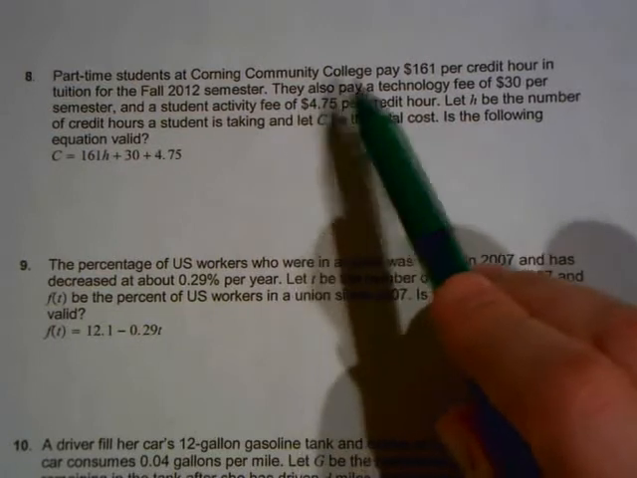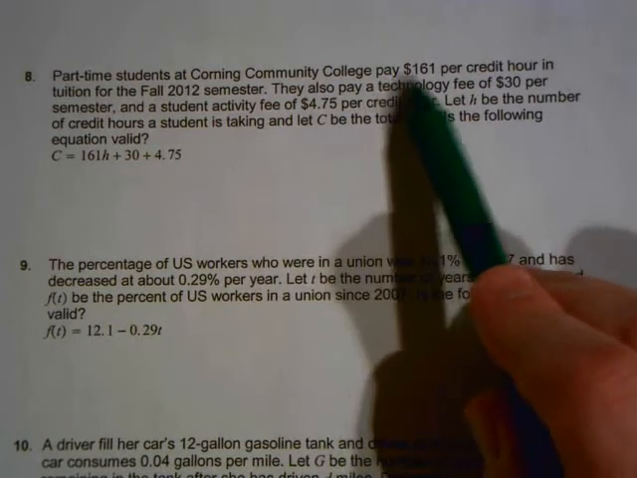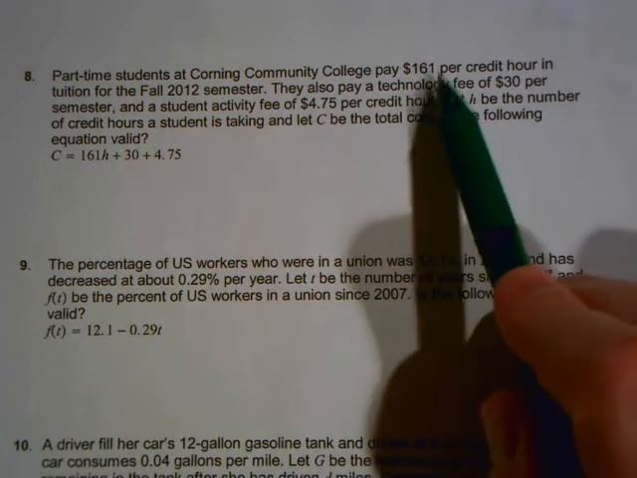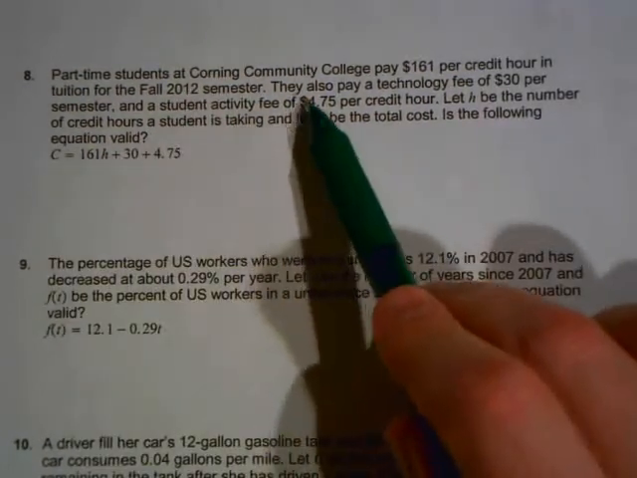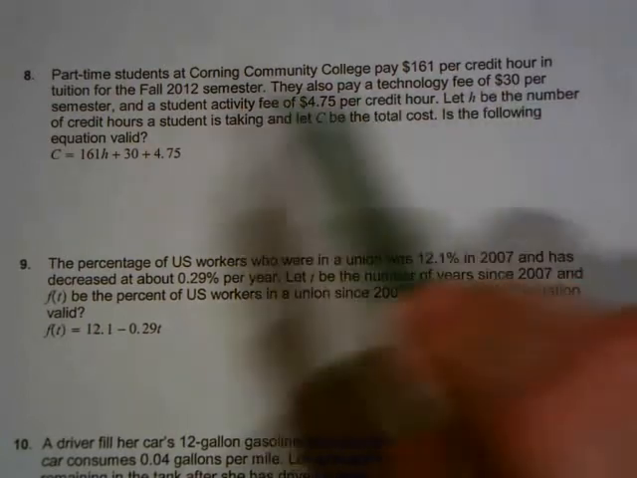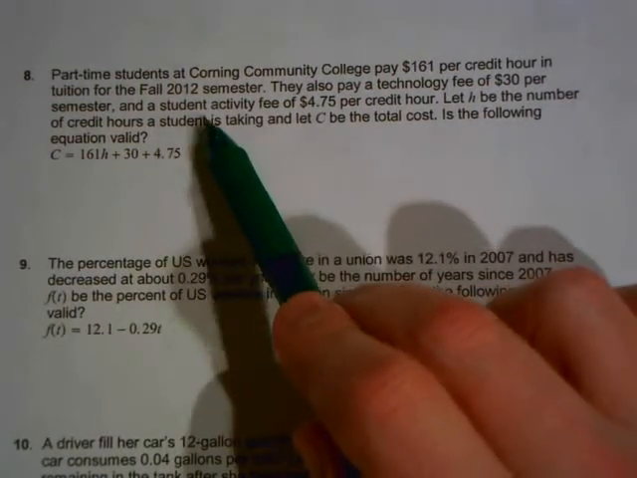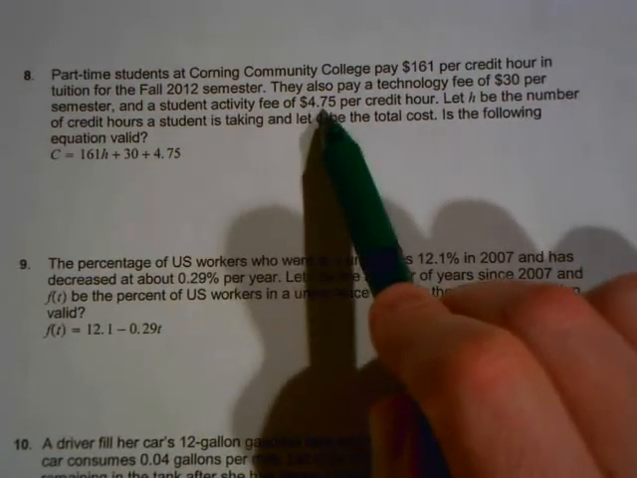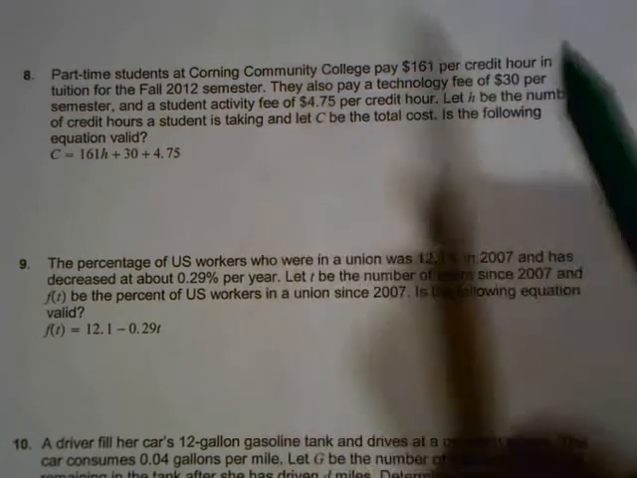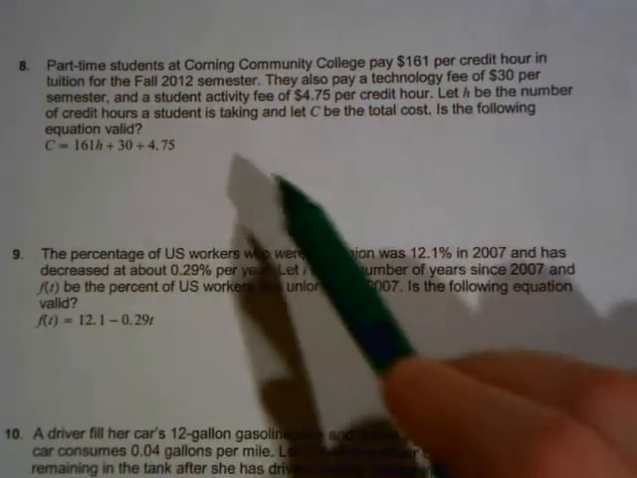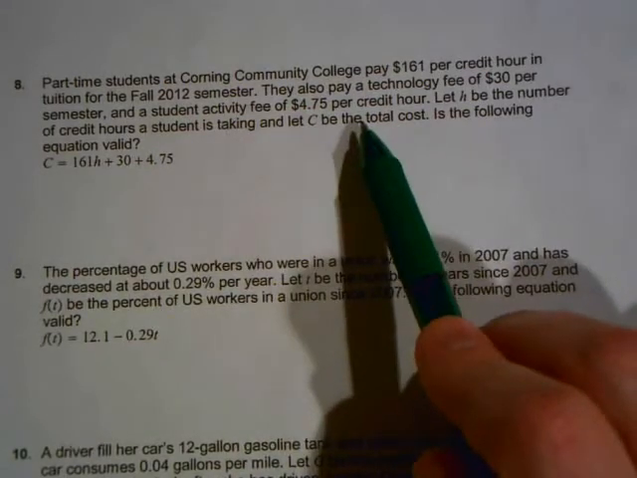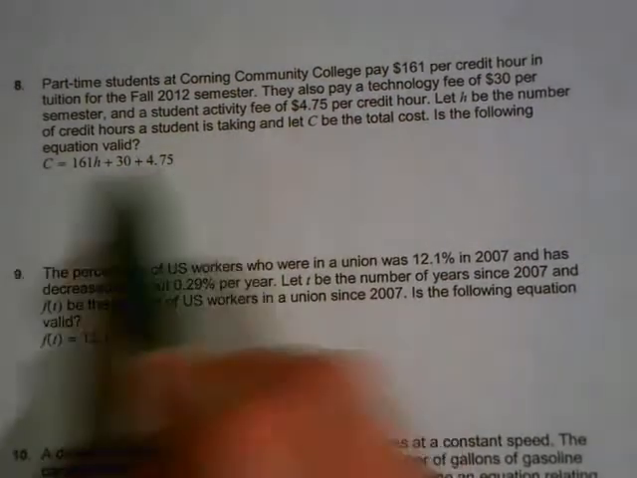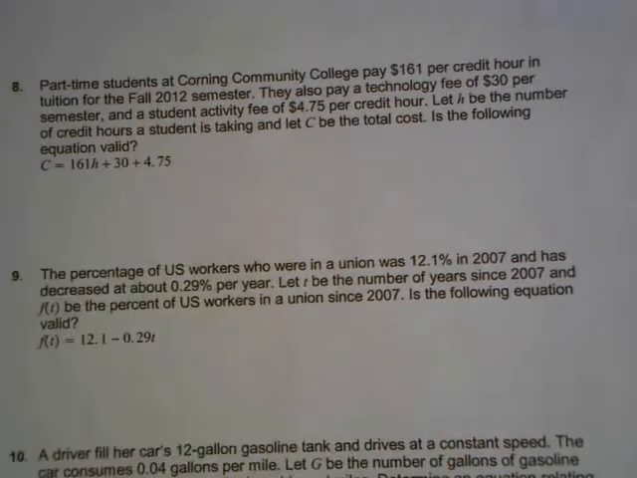Part-time students at Corning Community College pay a fee of $161 per credit hour in tuition for the fall. They also pay a technology fee of $30 per semester and a student activity fee of $4.75 per credit hour. Let H be the number of credit hours a student is taking in one semester, I suppose, and C be the total cost. Is this equation valid? Yes or no? And what you can do is you can look at units and you can tell.